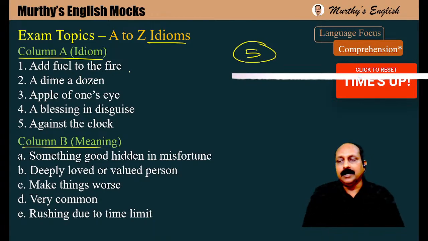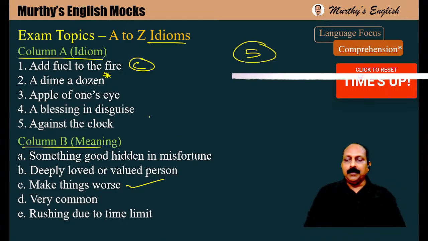Add fuel to the fire means what? We got this yesterday. I told you guys. Make something worse. Answer is C. A dime a dozen. This is easy. Add fuel to the fire, but a dime a dozen is difficult to guess. Some idioms are easy to guess, some idioms are difficult to guess. A dime a dozen, why is it difficult to guess? Because dime is US currency, not our currency. Based on that, you cannot guess. But the meaning, who has responded? Very common. D is the answer.